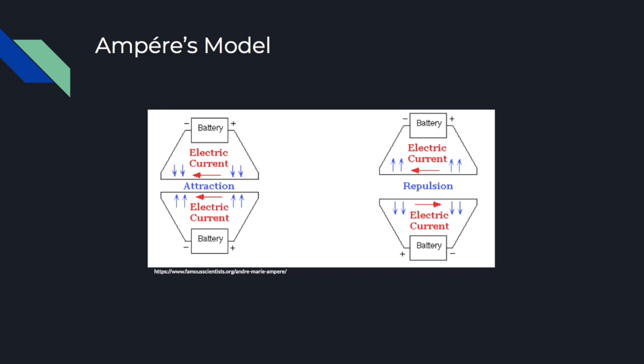Here is an example showing his discovery of wires being attracted to each other while the current flows in the same direction, versus when they repel due to the current flowing in opposite directions.